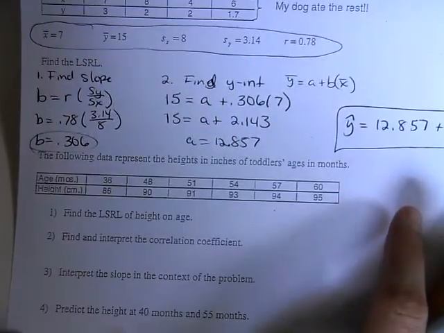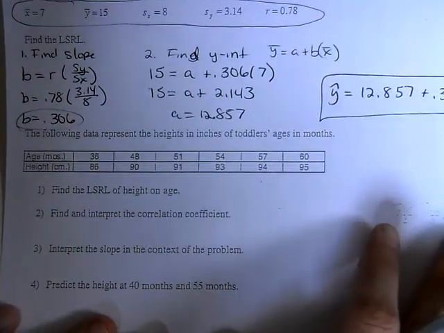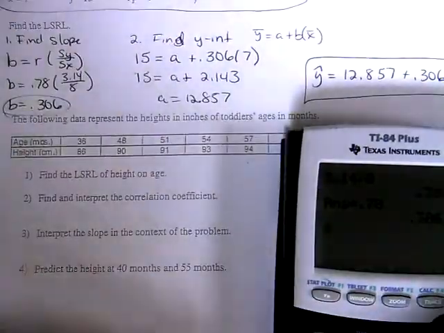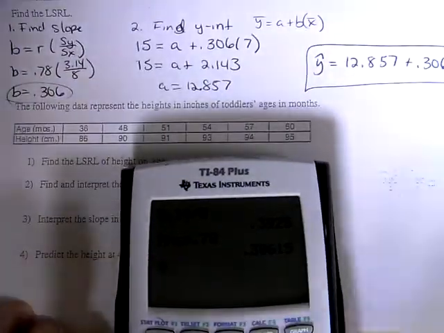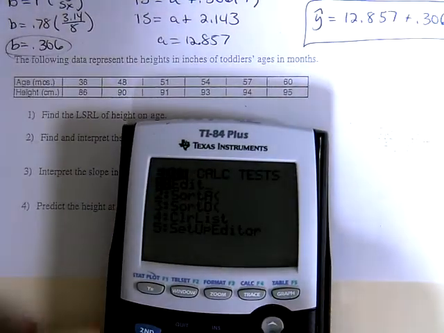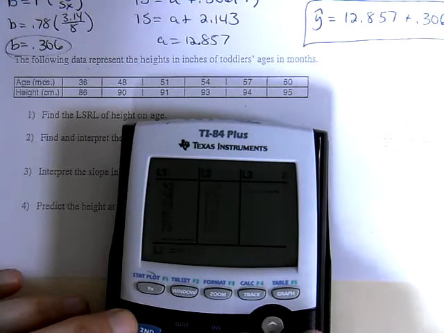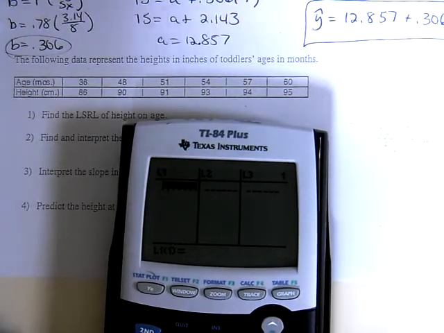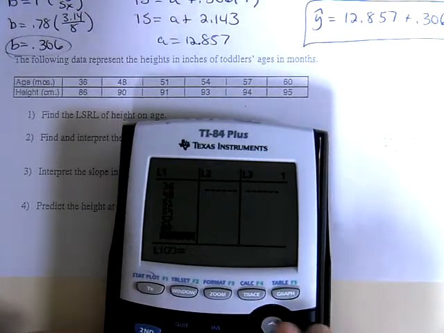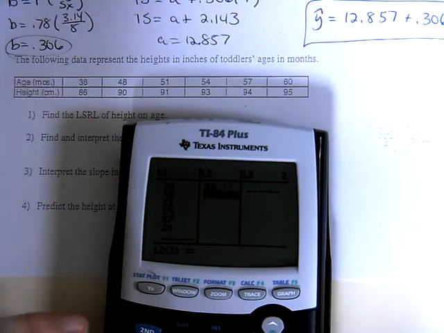Now, the second example here is, okay, now we have all the data. Let's kind of review what we did yesterday. So again, your first step will be to put the data in your calculator. So I'm going to go to Stat Calc. 36, 48, 51. And this is age in months and height for toddlers.